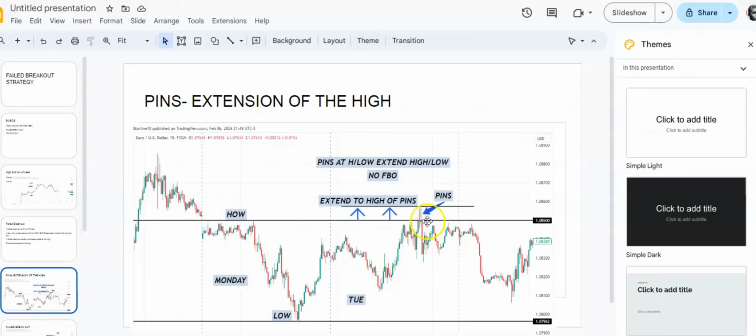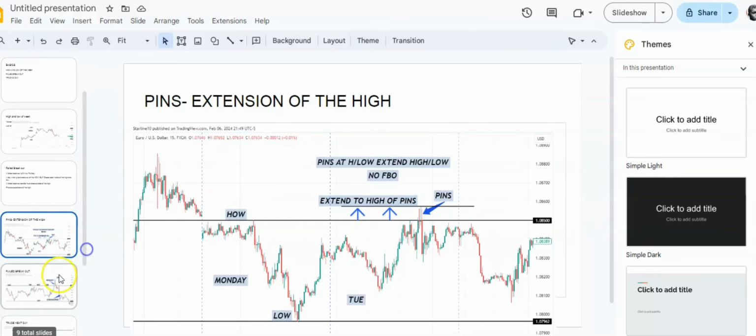On Tuesday, look at what happens. Price pins the high 1, 2, 3, 4 times. So once we see pins at the high, what we do is we extend our high of the week to that level until we see a breakout. Now, granted, the high of the week still remains at Monday, but we need to break the high of the week. If it's just a pin, extend that pin and wait for a breakout.